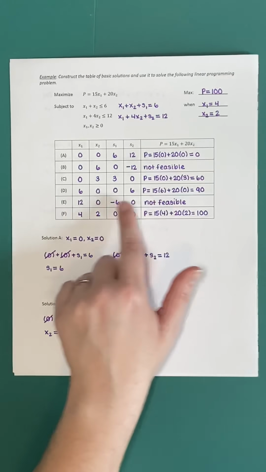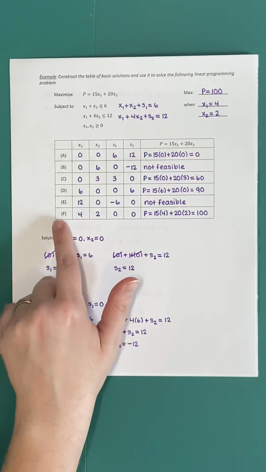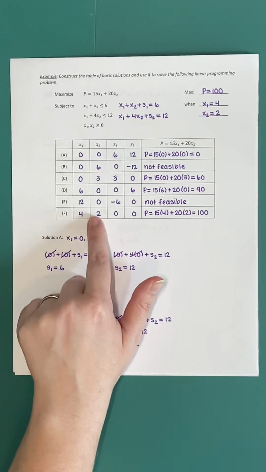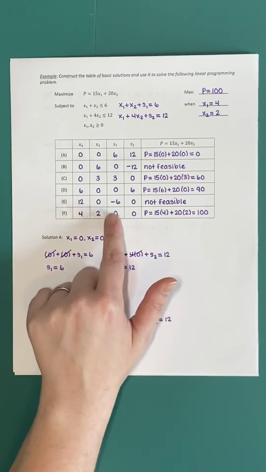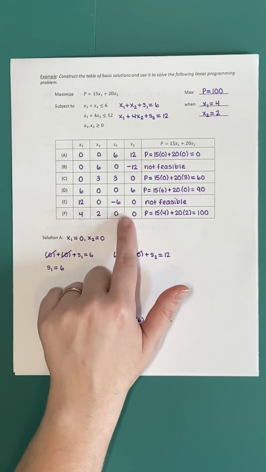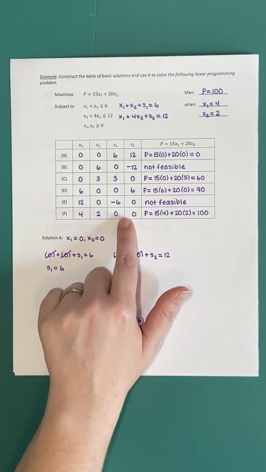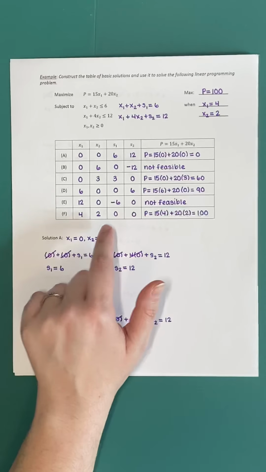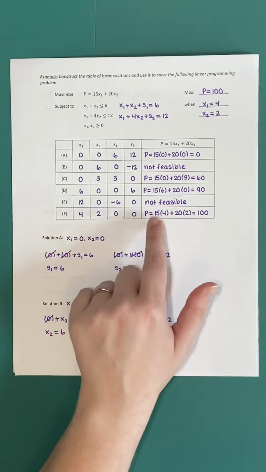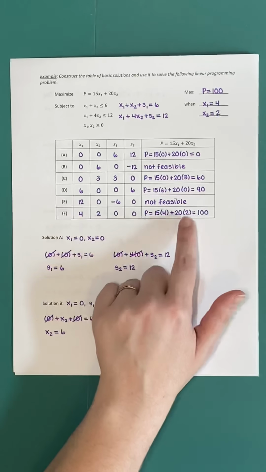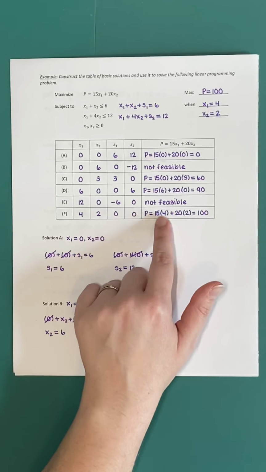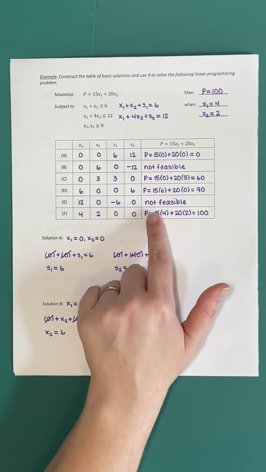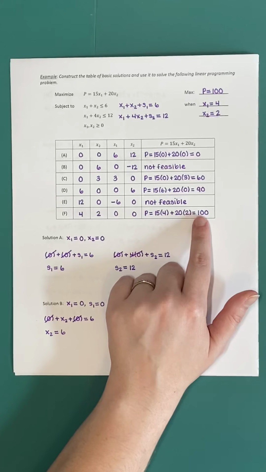Solution E was not feasible because of that negative slack. And then solution F is our last combination. So now we're letting x1 be 4, x2 be 2, and we have no slack left over. So we're not using up any slack in any situation. We're using all our resources available to us with no leftovers. So we have 15 times 4, and then 20 times 2. So 15 times 4 is going to give us 60. 20 times 2 is going to give us 40. 60 plus 40 is going to be 100.